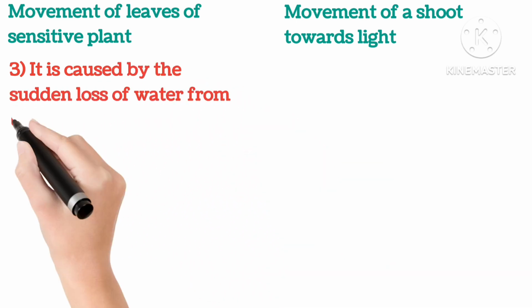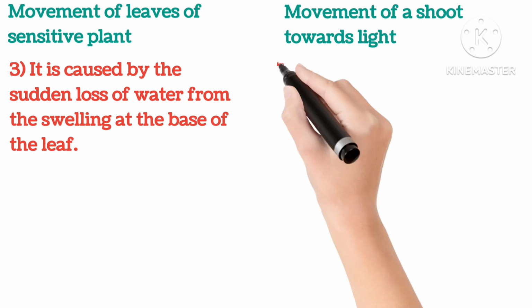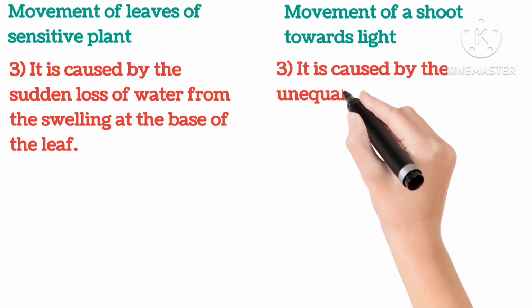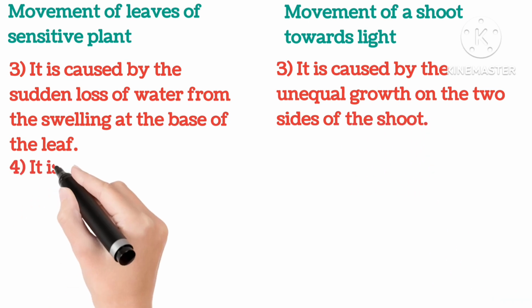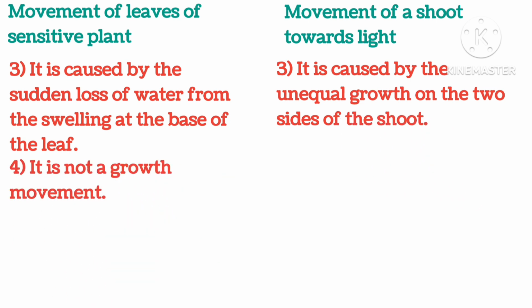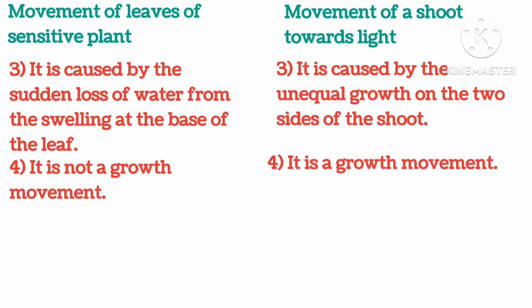Movement of leaf is caused by the sudden loss of water from the swelling at the base of the leaf, and movement of shoot is caused by the unequal growth of the two sides of the shoot. Movement of leaf is not a growth movement. Movement of shoot is a growth movement.